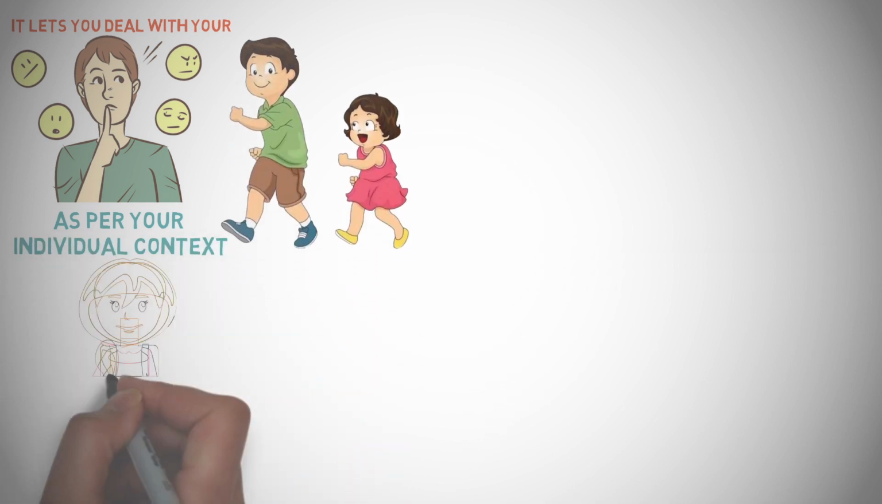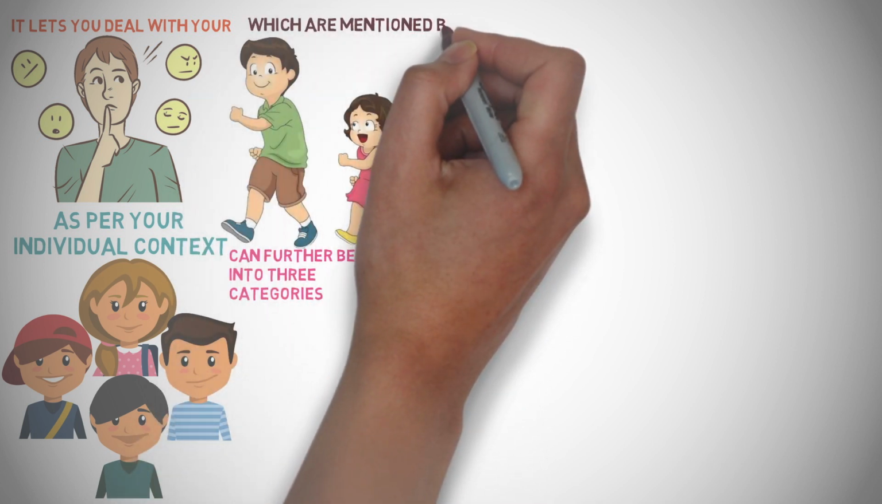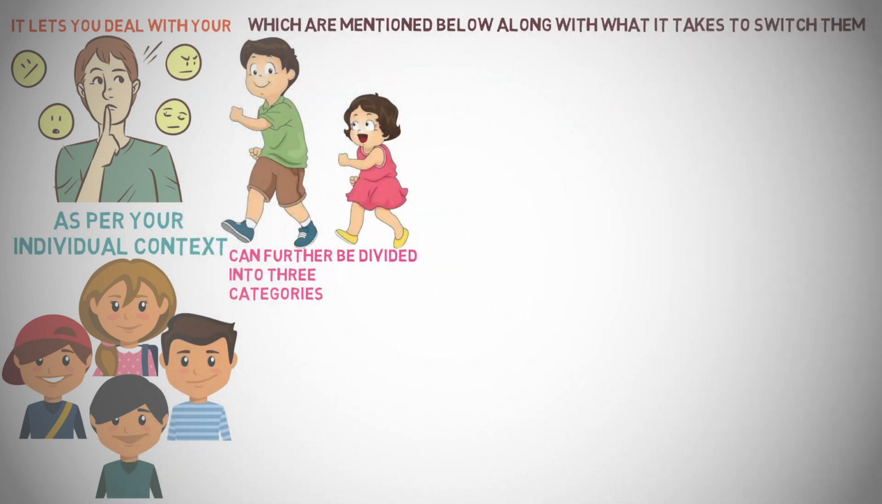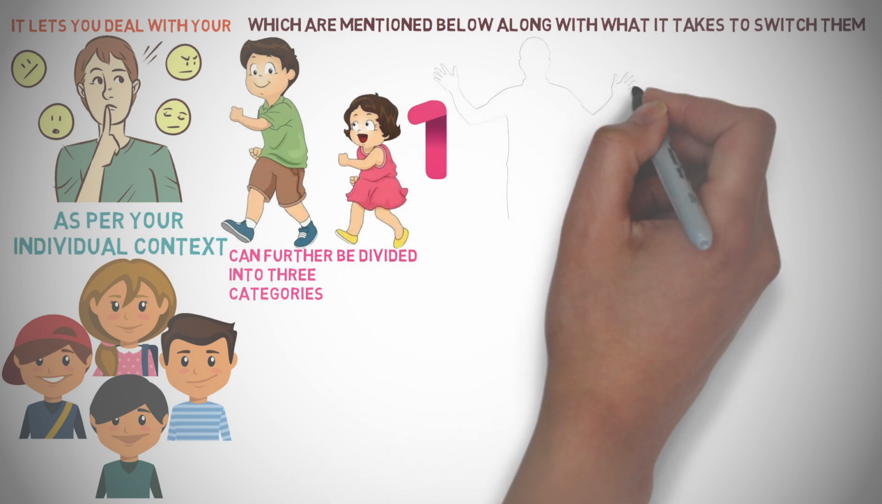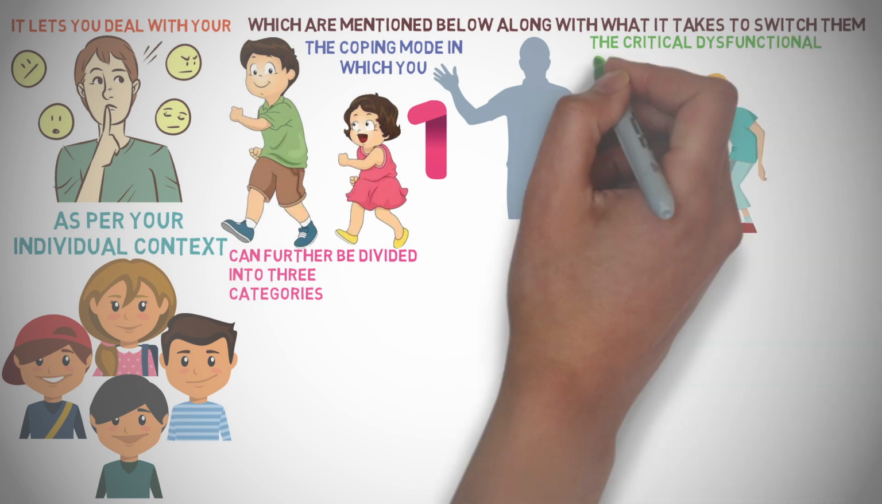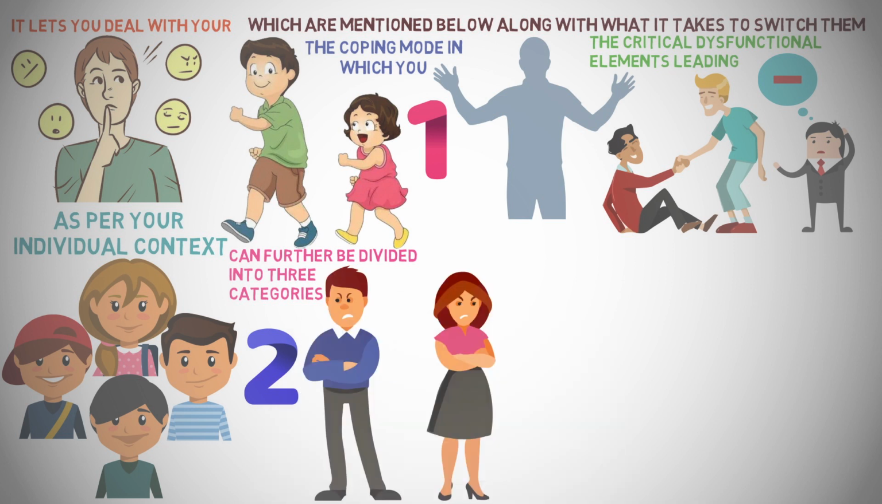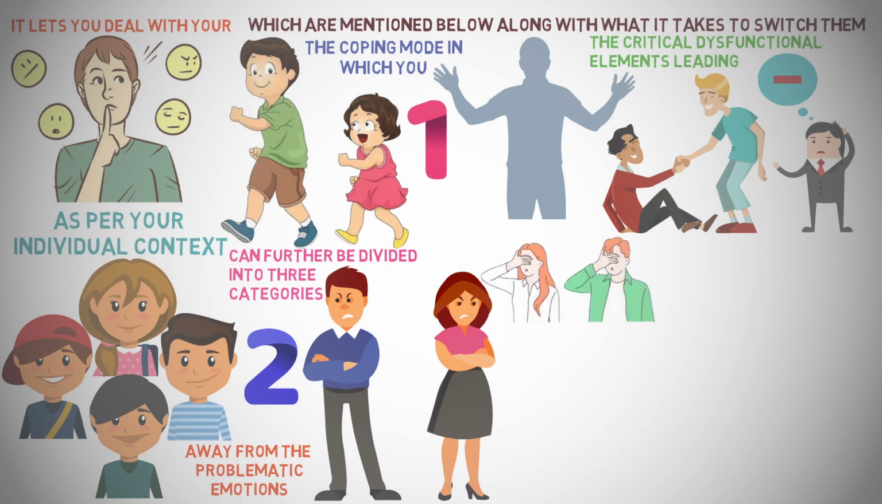These coping styles or modes can further be divided into 3 categories, which are mentioned below along with what it takes to switch them. 1. Surrendering is the coping mode in which you give up to the critical dysfunctional elements, leading you to think and feel negatively about your own self. 2. Avoidance is the coping style in which you turn your face away from the problematic emotions so you do not have to face their after effects.